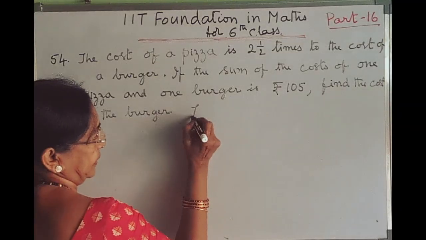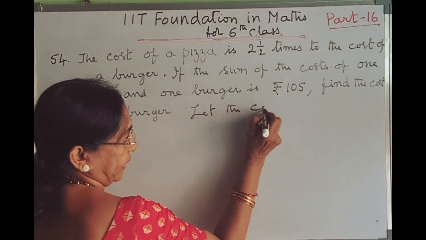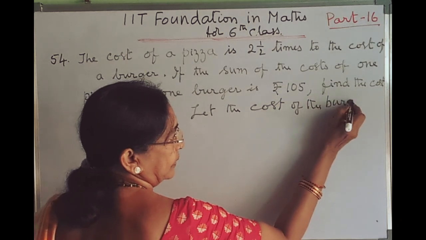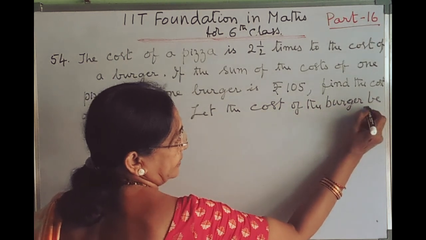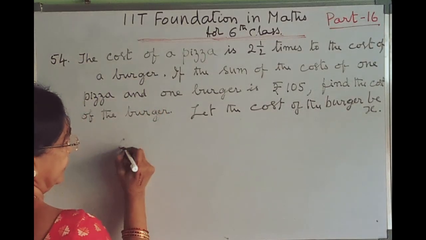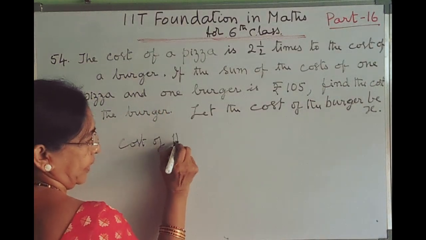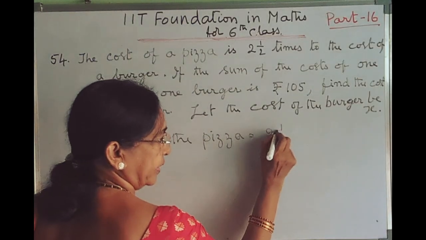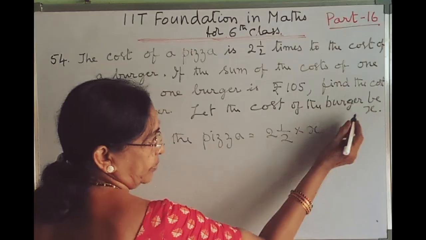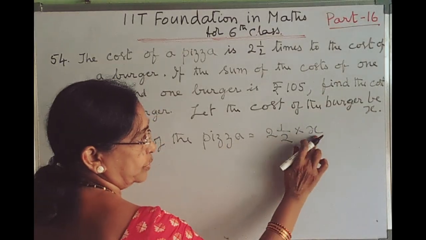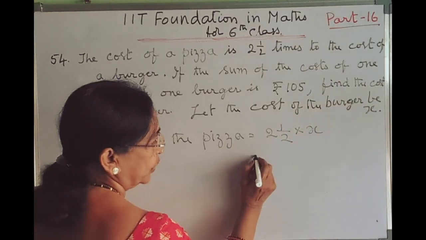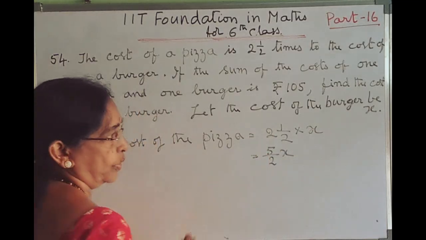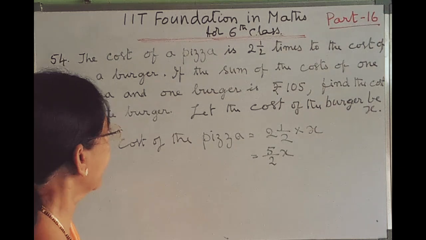Therefore, let the cost of the burger be X rupees. Then cost of the pizza is equal to 2.5 times the cost of the burger, which is X. 2.5 is 5 by 2, so 5 by 2 X. 2.5 X means 5 by 2 X.